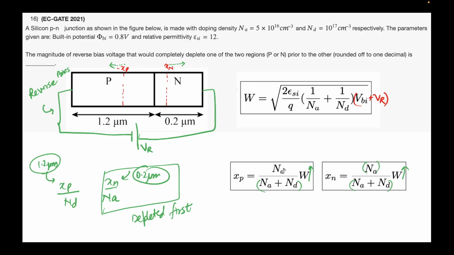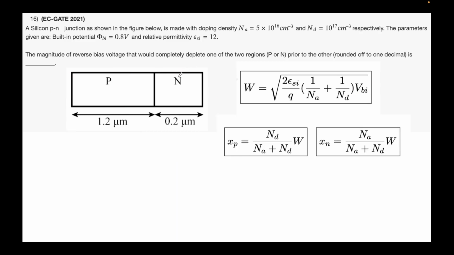Just because Nd and Na are not too much different, right? But their physical lengths are different. This will be depleted first. Okay. So now what do I do? Now I know this will be depleting first. So I write Xn as 0.2. I assume that the n side is depleting first.